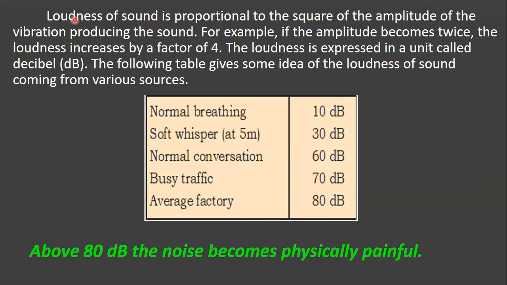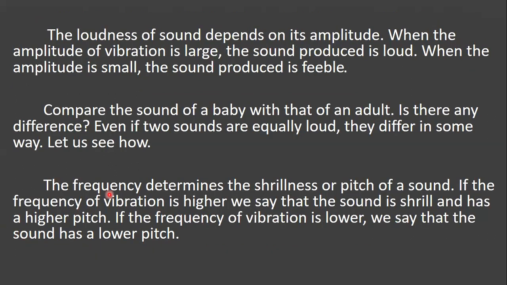See, children, the loudness of the sound is proportional to the square of the amplitude of the vibration producing the sound. Here, if the amplitude becomes twice, then the loudness increases by a factor of 4, and it is expressed in the unit called decibel. The loudness of the sound depends on its amplitude.